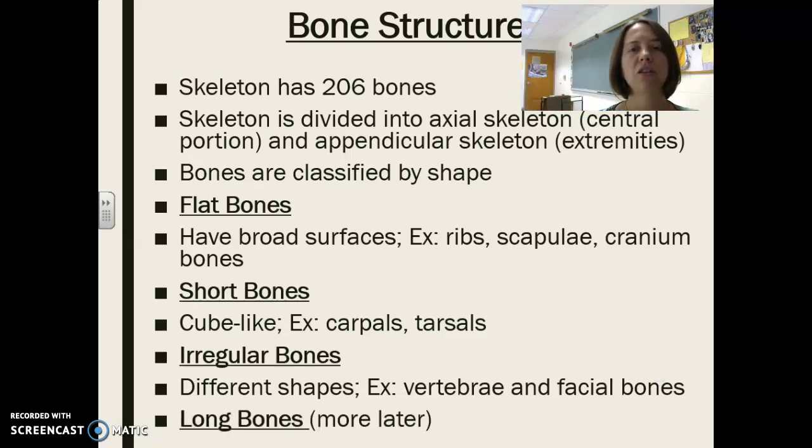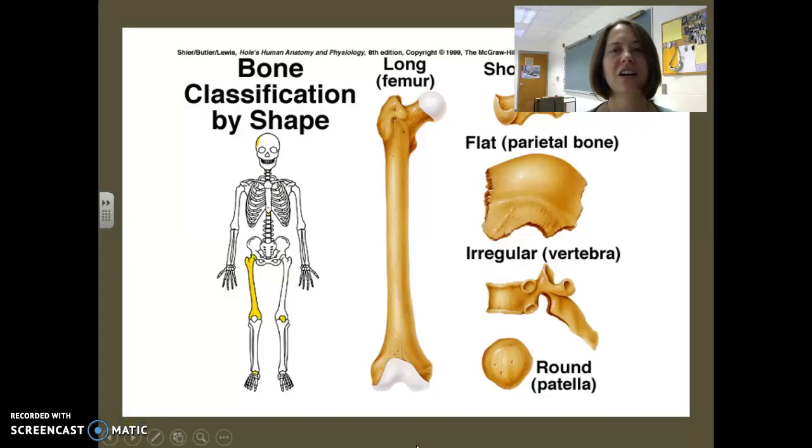And finally, there are the long bones, which are long. We're going to go more in depth with that, but your femur in your leg and your humerus in your arm are some examples. So let's take a look at some of the bones and their bone shape.